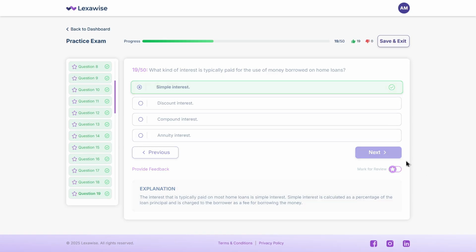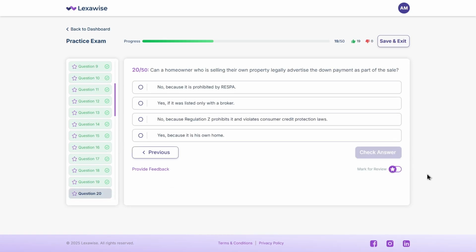Let's look at this one. Can a homeowner who is selling their own property legally advertise the down payment as part of the sale? A. No, because it is prohibited by RESPA. B. Yes, if it was listed only with a broker. C. No, because Regulation Z prohibits it and violates consumer credit protection laws. D. Yes, because it is his own home. Think it over.